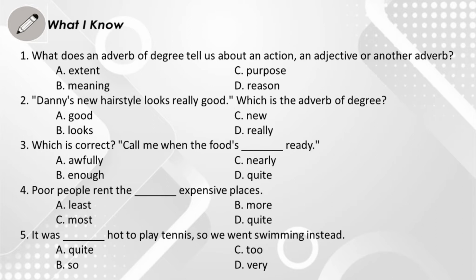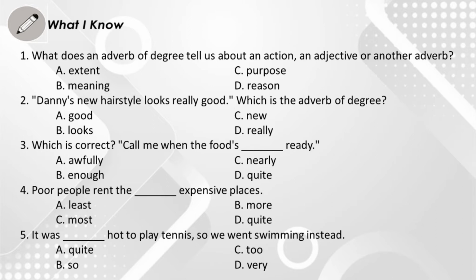3. Which is correct? Call me when the food's blank, ready. A. Awfully. B. Enough. C. Nearly. D. Quite. 4. Poor people rent the blank, expensive places. A. Least. B. More. C. Most. D. Quite. 5. It was blank, hot to play tennis, so we went swimming instead. A. Quite. B. So.